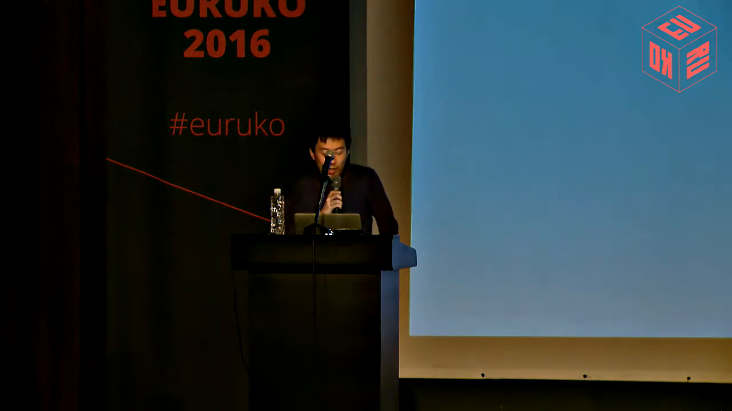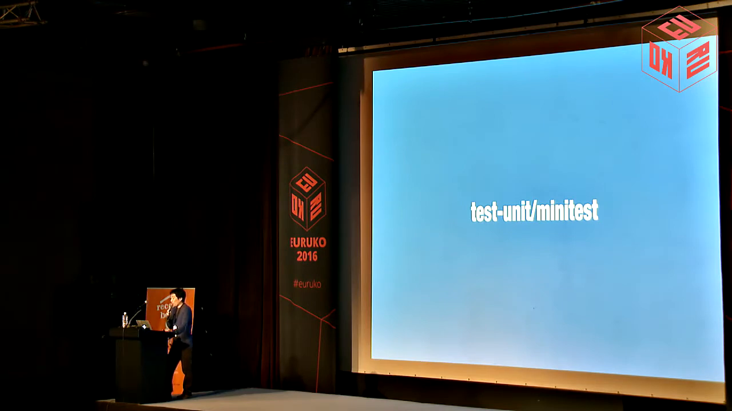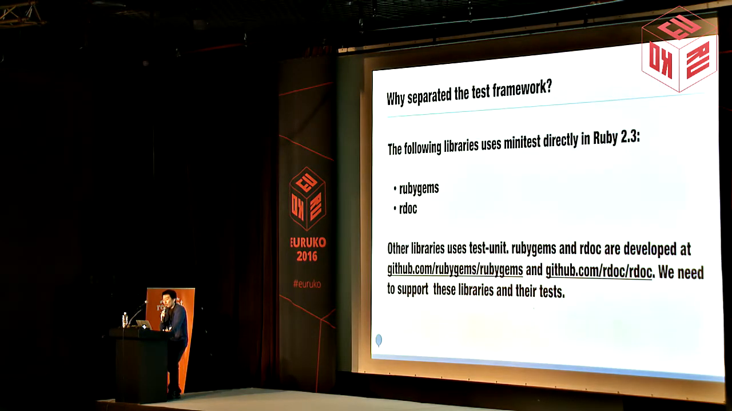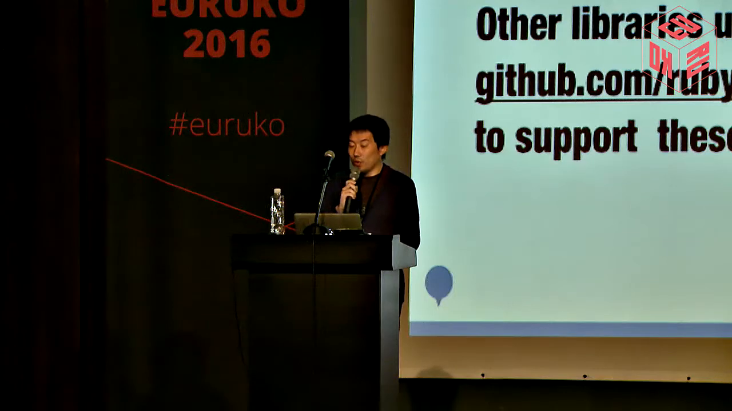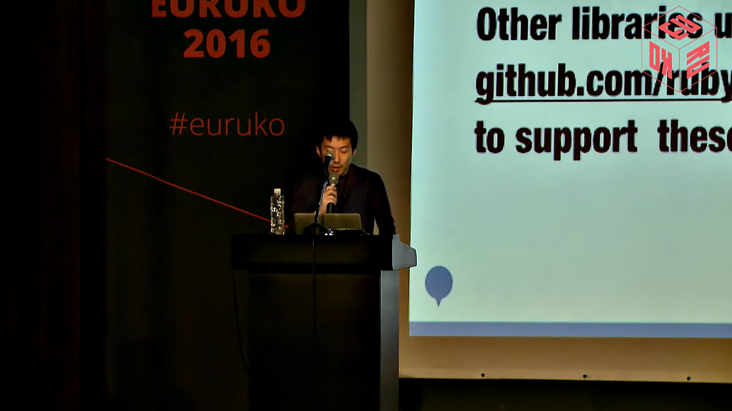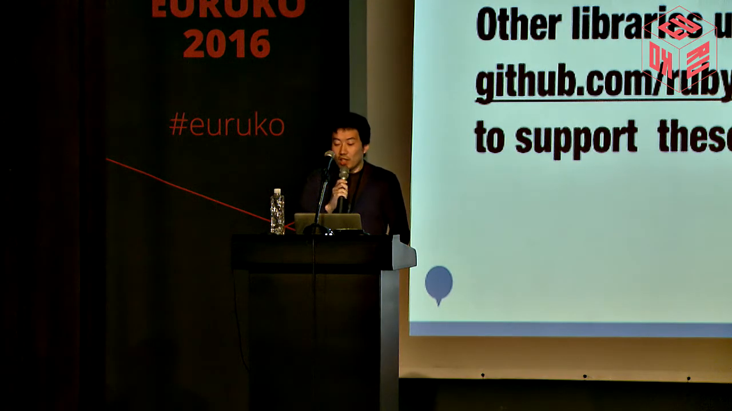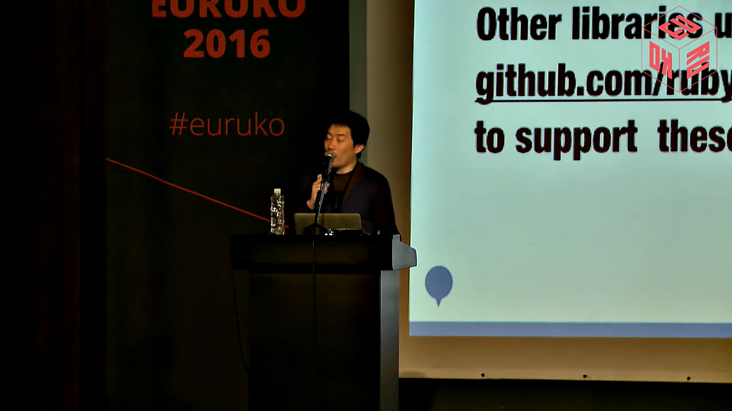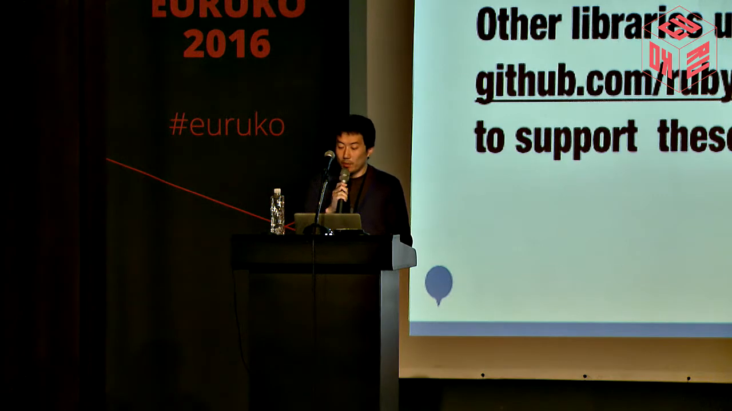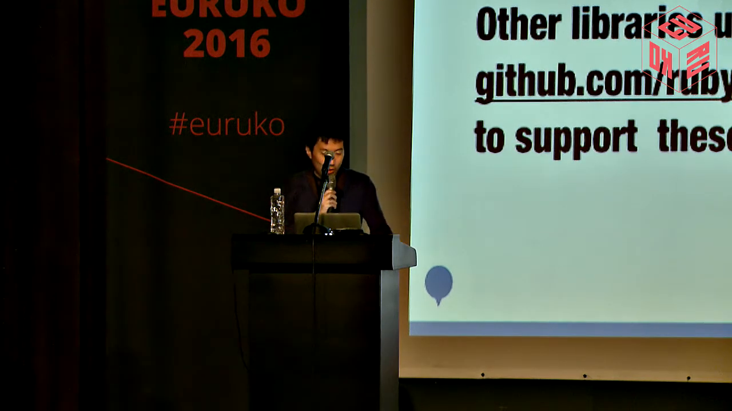So the next topic is why Ruby uses two test frameworks, named test-unit and minitest. We have some bundled libraries like RubyGems, RDoc, Psych and more. These upstreams are not in the Ruby core repository. I say again, we need to adopt several test frameworks to use the upstream repositories. So it is a complex situation.